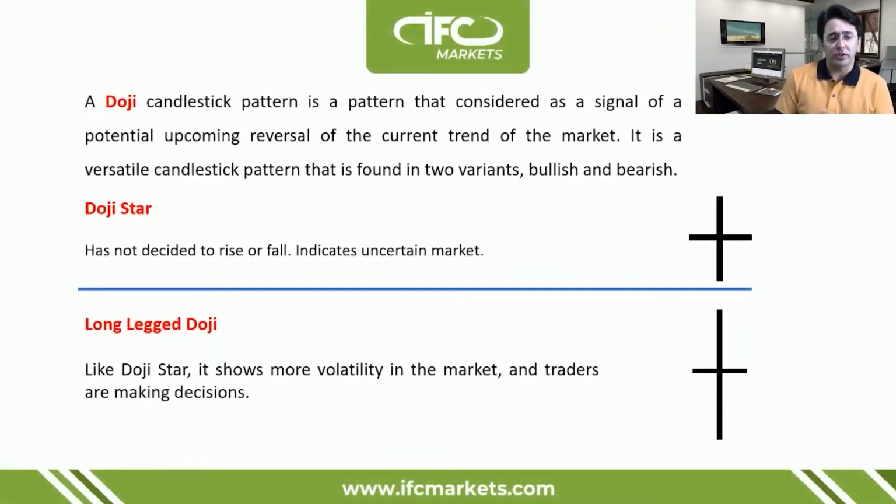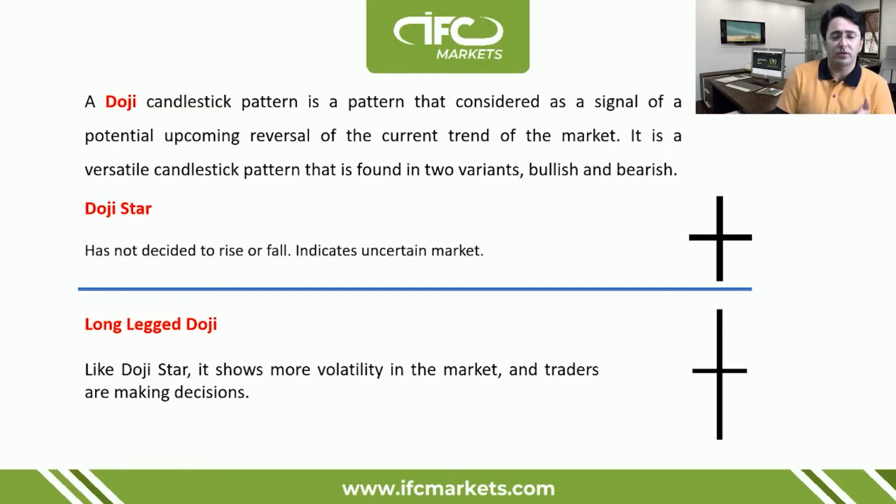Another one is the doji. A doji candlestick pattern is considered a signal of a potential upcoming reversal of the current trend in the market. It's a pattern that can be found in both bullish and bearish variants. We have mostly four different doji candles. First of all is the doji star. The doji star has not decided to rise or fall.